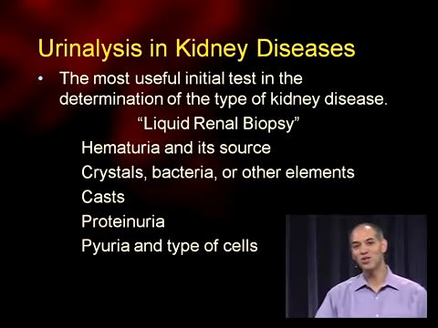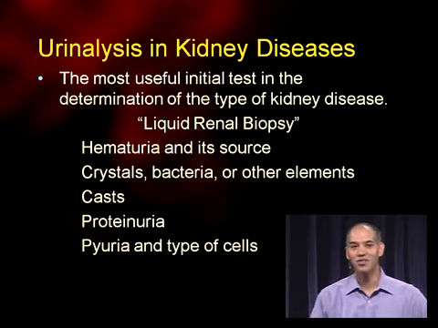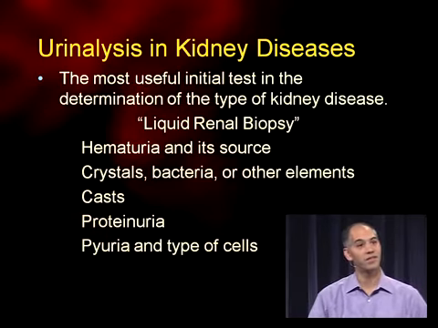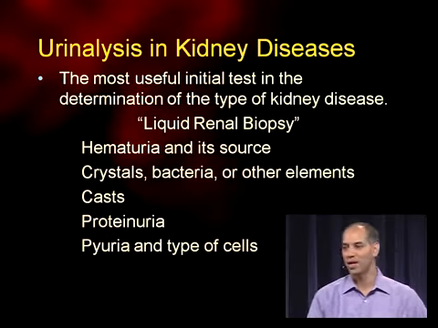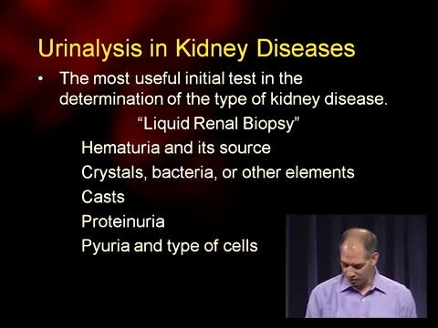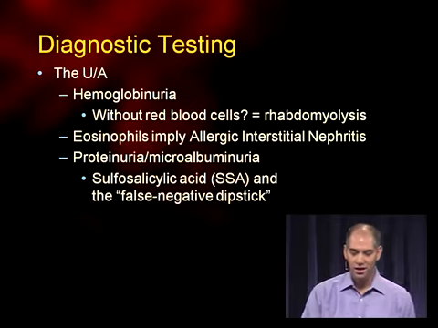It is the most useful test to ascertain what's going on in kidney disease. We sometimes call it the liquid kidney biopsy. It can tell you about blood. It can tell you about white cells. It can tell you about casts. It can tell you about bacteria, crystals. And we'll get back to a lot of these different things. I'm just introducing the urinalysis at the beginning here.